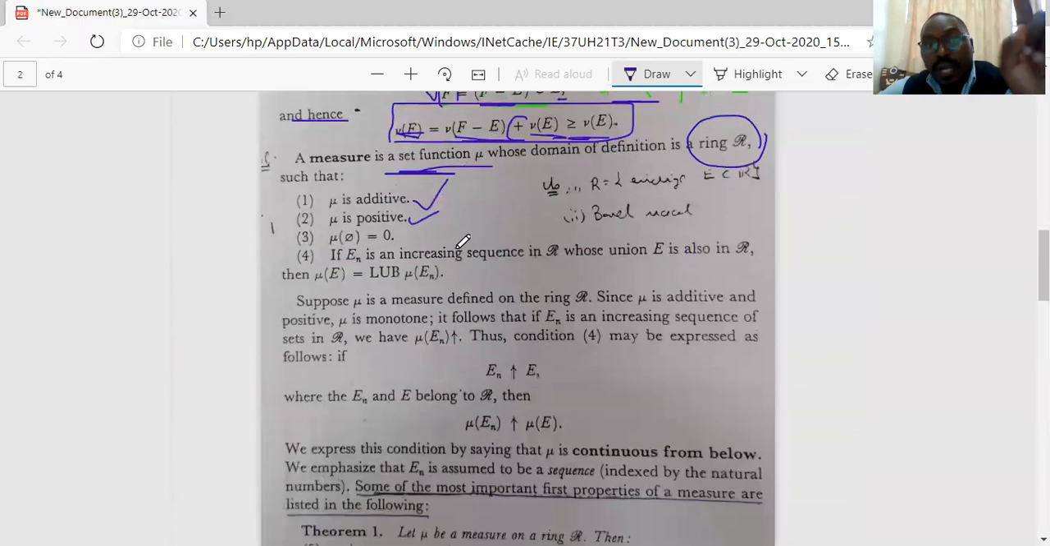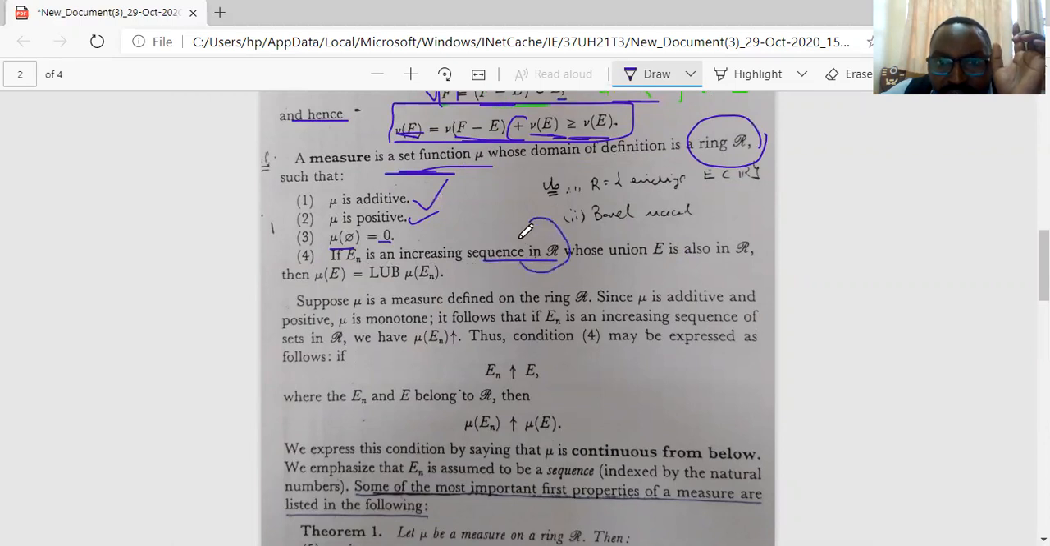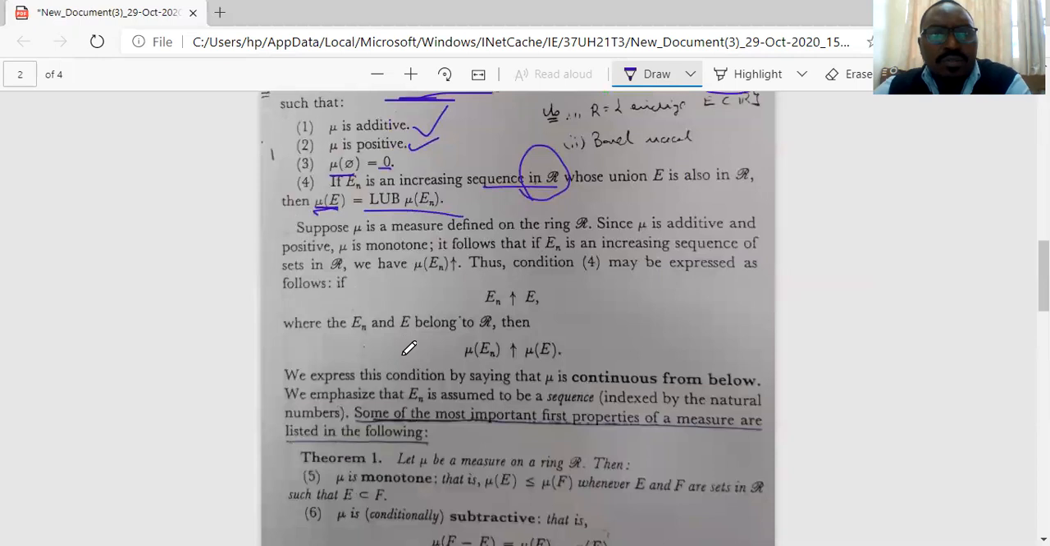It is additive, it is positive, the mu of empty set is 0, and the En is an increasing sequence in the ring R, whose union E is also in R. Then we can talk of this U to be the least upper bound of En, mu of En. So suppose that we get mu to be a measure defined on the ring R.